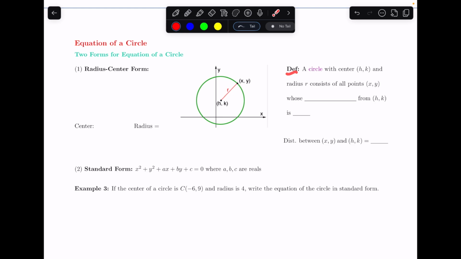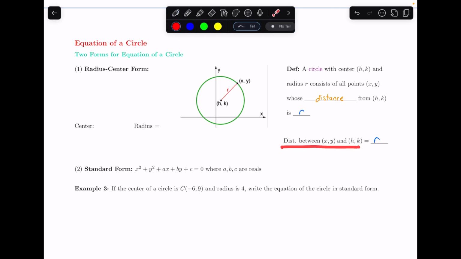The definition of a circle that has center h comma k and radius r is that it consists of all the points x comma y whose distance from that center point h comma k always stays the same. It's always just r. So in other words, the distance between x comma y and h comma k should just equal r.